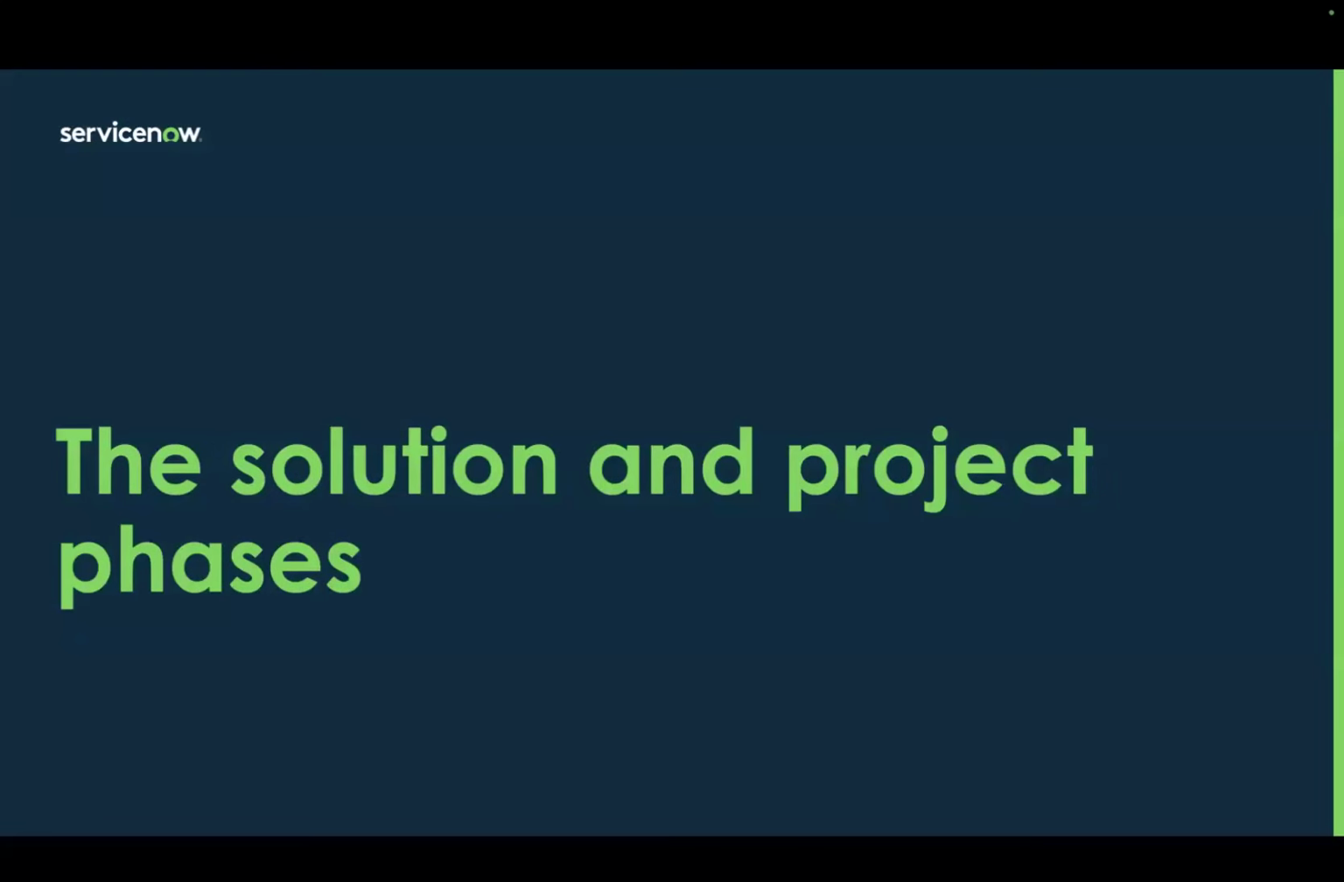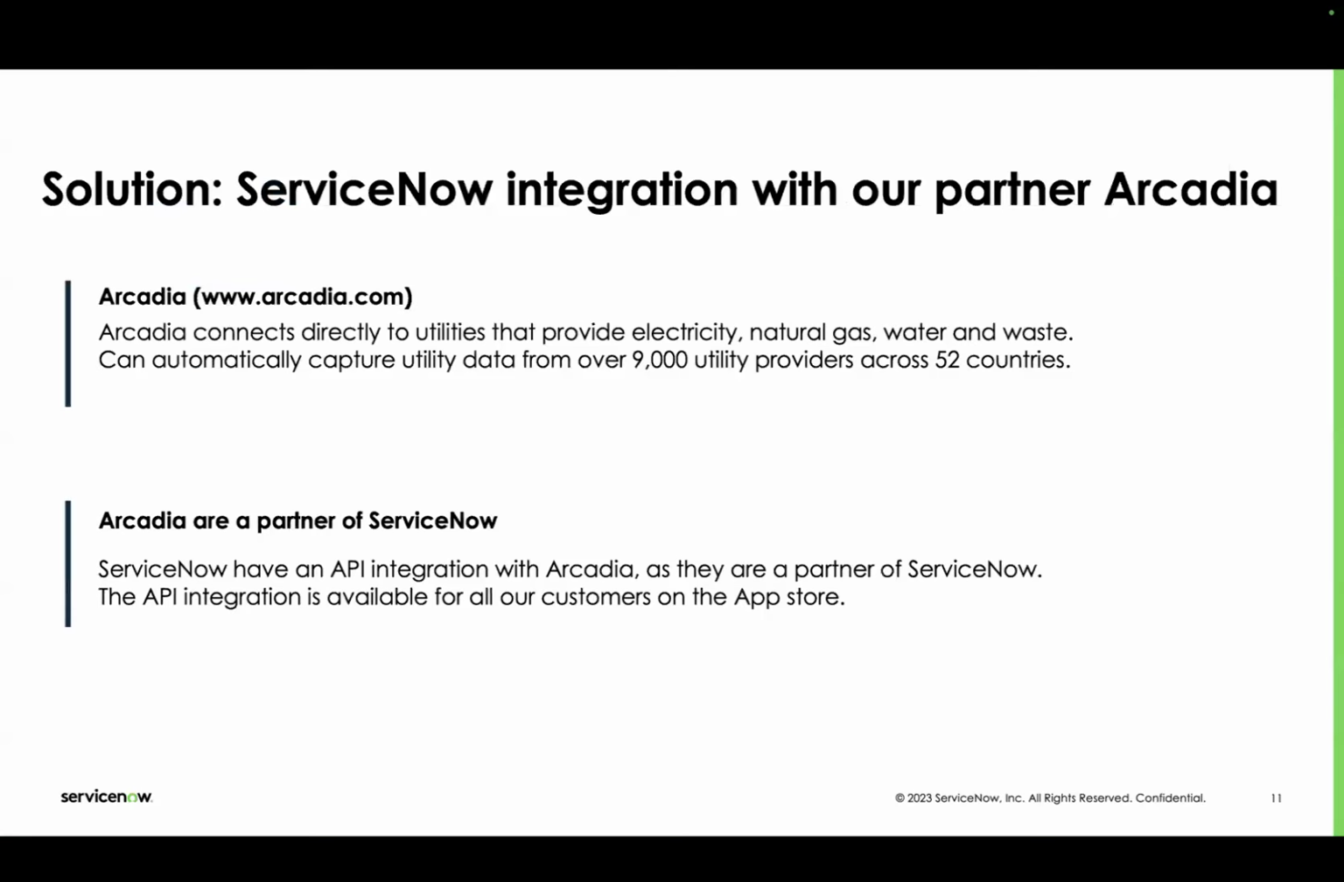Next, I'll talk through the solution we put in place that met the requirements I just discussed. So we decided to use Arcadia for the automated capture of our utility data. And why do we use Arcadia? Because Arcadia connects directly to utilities that provide electricity, natural gas, water, etc. And Arcadia can automatically capture utility data from over 9,000 utility providers across 52 countries. So their coverage is vast.